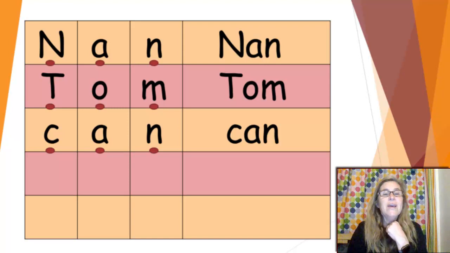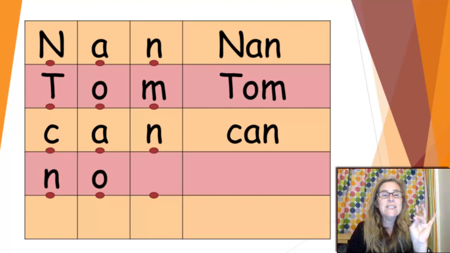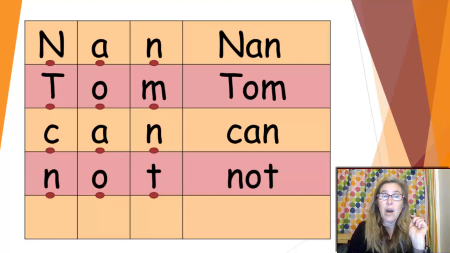Here comes another one. Not. N, a, t. Let's do our dots. N, a, t. First sound. N. A. Ending sound. T. And let's write the word not. Excellent job. If I'm going too fast, you can always hit pause so you have time to write, and then you could go back a little bit if you need to see it again.